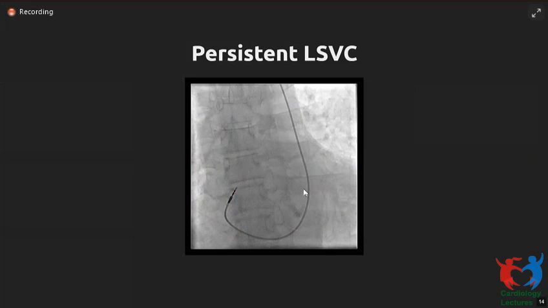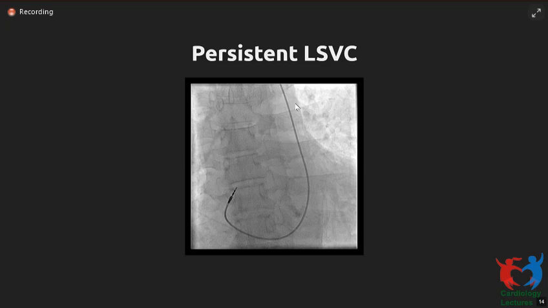The problem, like I mentioned, on the left side is the left SVC, especially if you don't do venograms beforehand. Some centers routinely do a venogram beforehand and try to identify this. If you know beforehand, you can directly switch and do the right side. What we usually do is, in the pre-op echo screening, we look for a dilated CS, and if it's absent, we assume there is no LSVC. That is also fairly reliable.